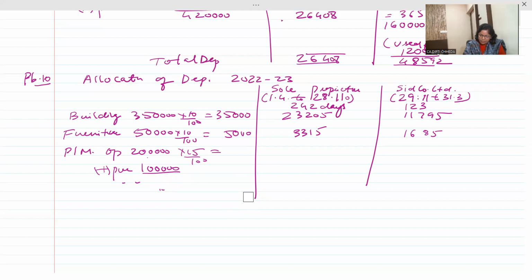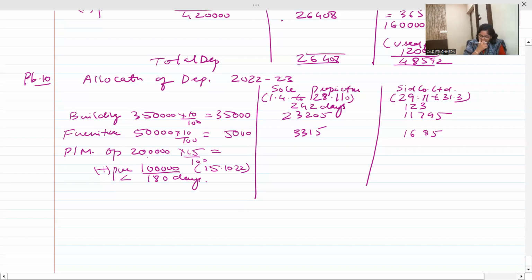Separately we will do, because the purchase is on 15th October. If you purchase the asset on 15th October, it is used for less than 180 days. तो हम अलग अलग ही चार्ज करते हैं ना, बेटर है. 2 lakh पे 15%, 30,000 into 242 divided by 365.